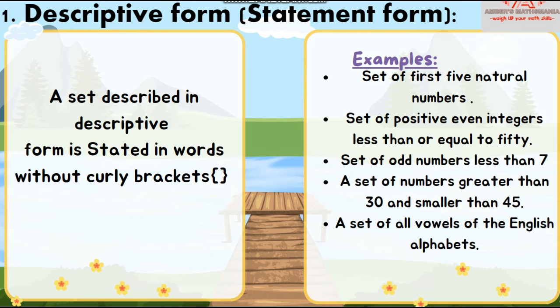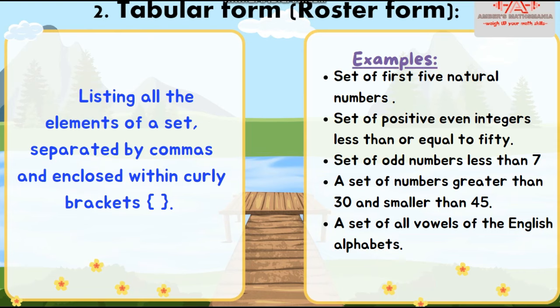Fine. The second one is tabular form or roster form. As the name suggests, we are going to list down all the elements of the set, and whenever we list down all the elements, we have to separate one element from the other by commas, and here we need curly braces to enclose all the elements within the set.